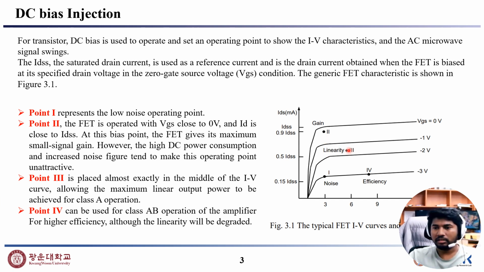And point 3 is linearity, and this is placed almost exactly in the middle of the IV characteristics curve, allowing the maximum linear output power to be achieved for class A operation. And finally, the efficiency point, that is point 4, can be used for class AB operation of the amplifier for higher efficiency, although the linearity will be degraded.